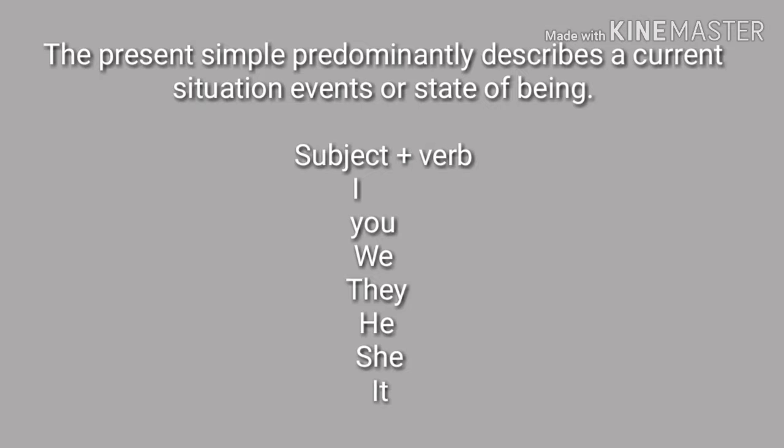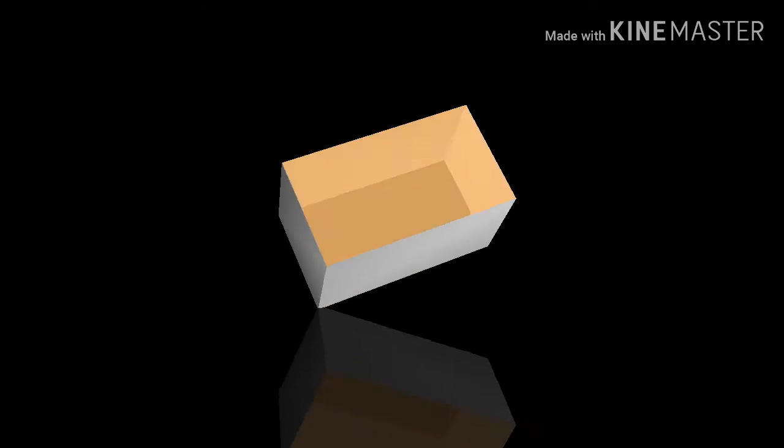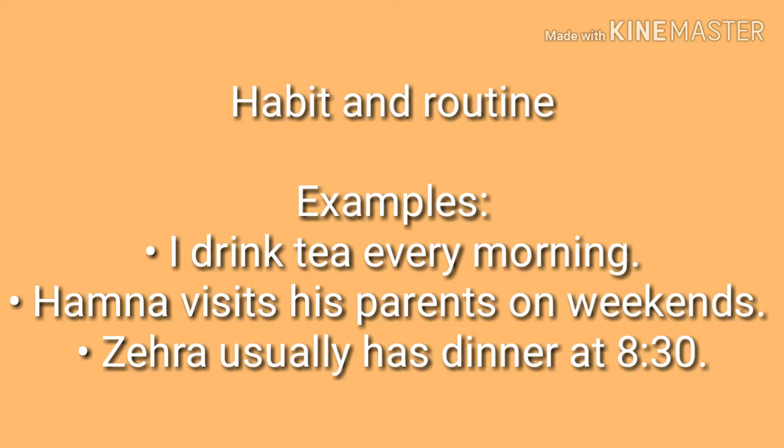Now let's move further to the four main uses of present simple tense. The first is habit and routine. Habit and routine are those things which you do in your daily routine, like you go to the university, the school, or the college. These are things you do on a daily basis.